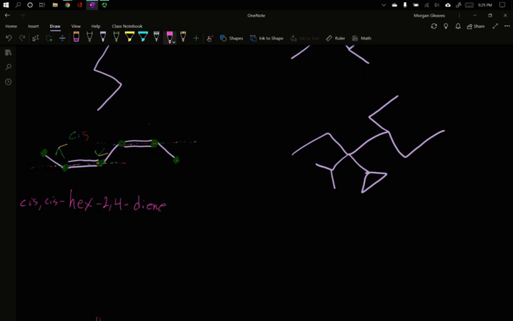So if you had 1 cis and 1 trans, if the 2 was a cis and the 4 was a trans, it would be cis-trans. In this case, they're both cis, so it's cis-cis hex 2,4-diene.